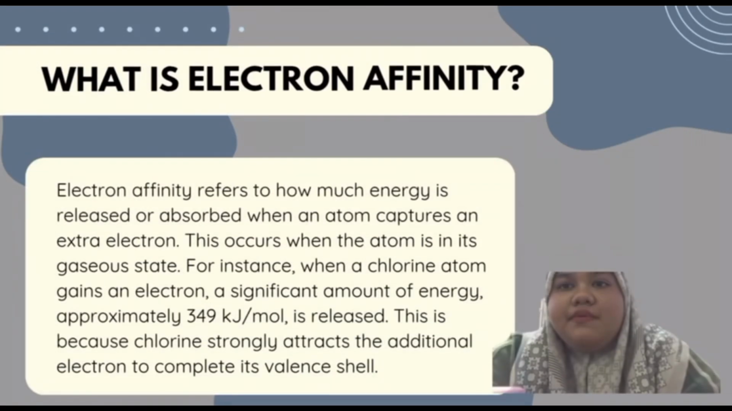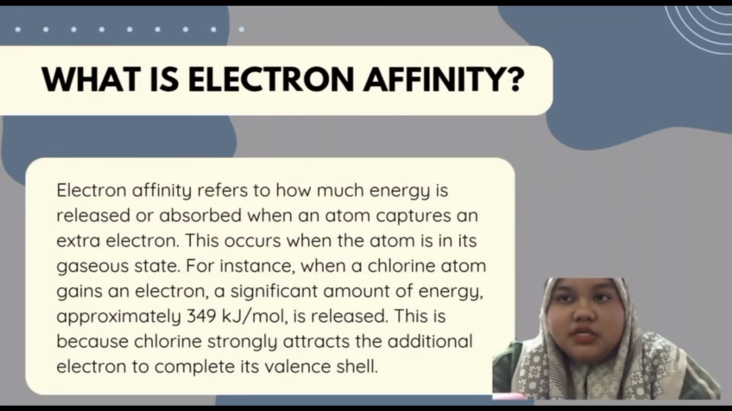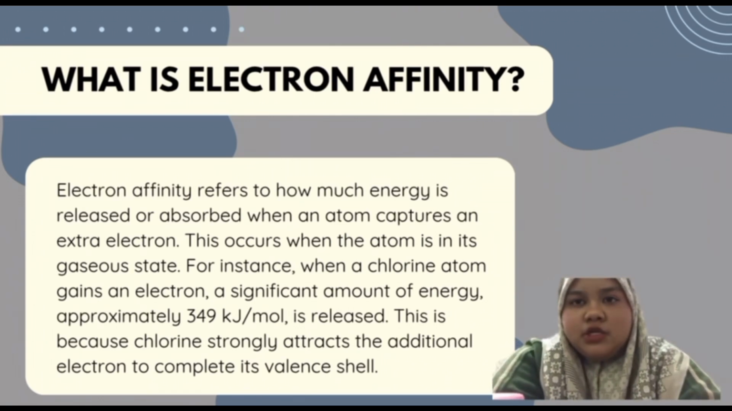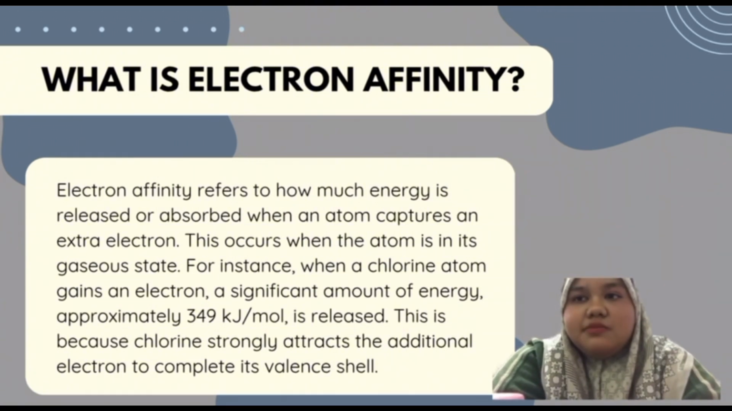Electron affinity refers to how much energy is released or absorbed when an atom captures an extra electron. This occurs when the atom is in its gaseous state. For instance, when a chlorine atom gains an electron, a significant amount of energy, approximately 349 kJ per mole, is released. This is because chlorine strongly attracts the additional electron to complete its valence shell.